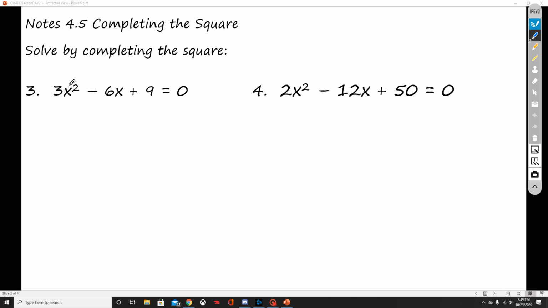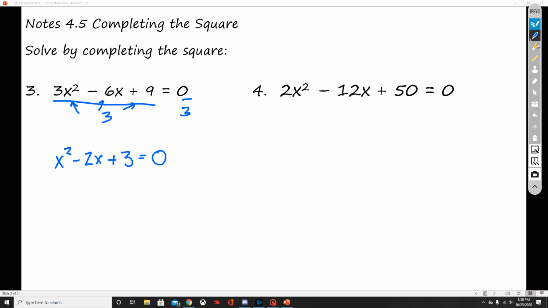So in this case, the a value is 3. Divide everything by the a value. Literally everything. This, all get divided by the a value. And we get x squared minus 2x plus 3 equals 0. Now this is okay because this is the division property of equality. What I'm really doing here is dividing the left side by 3 and the right side by 3. And then I'm distributing the division to each of these. So I'm getting x squared minus 2x plus 3 equals 0.